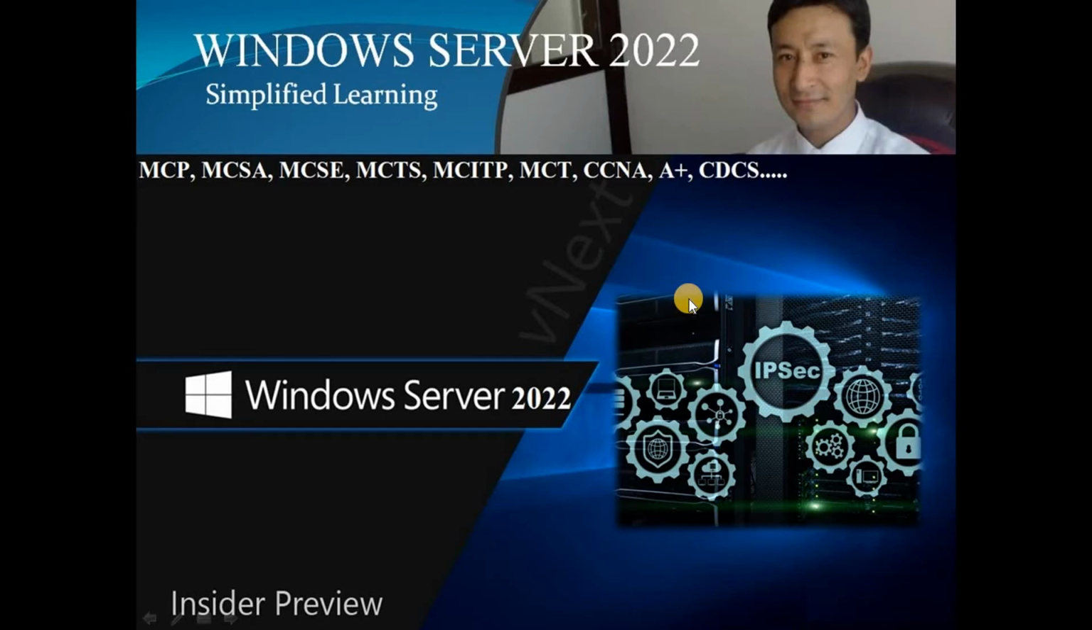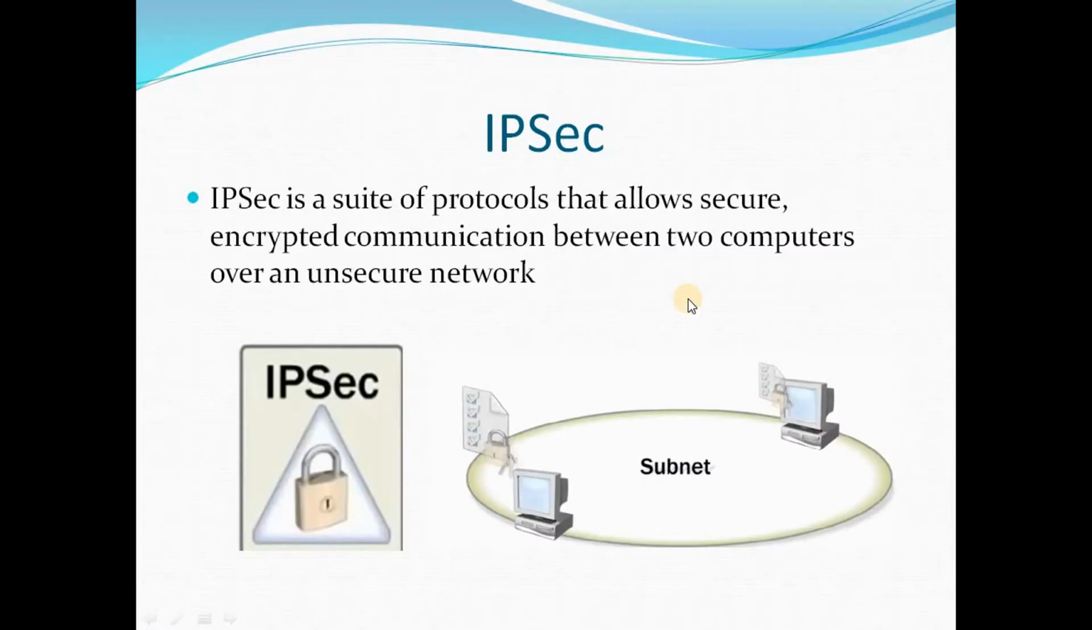If I talk about the normal functionality of IPSec and how it works, let's have a look. IPSec is simply a suite of protocols that allows secure, encrypted communication between two computers over an unsecured network. That means even if any two devices are trying to communicate with each other but their network is not secure, still with the help of IPSec, Internet Protocol Security, you can set up the communication. They can communicate with each other in a secure manner, even in an unsecured network environment.